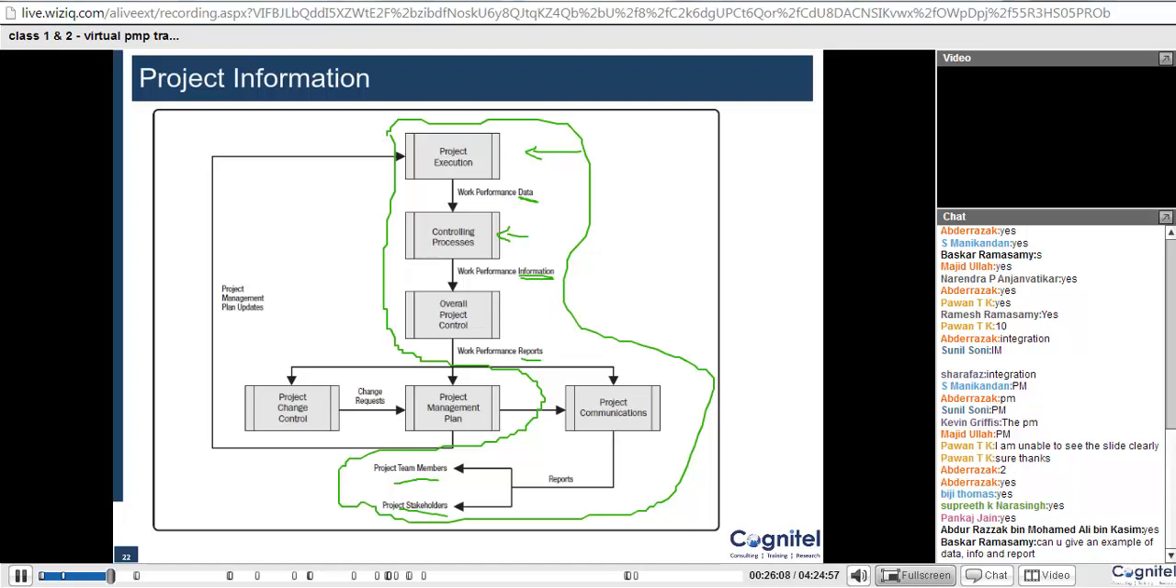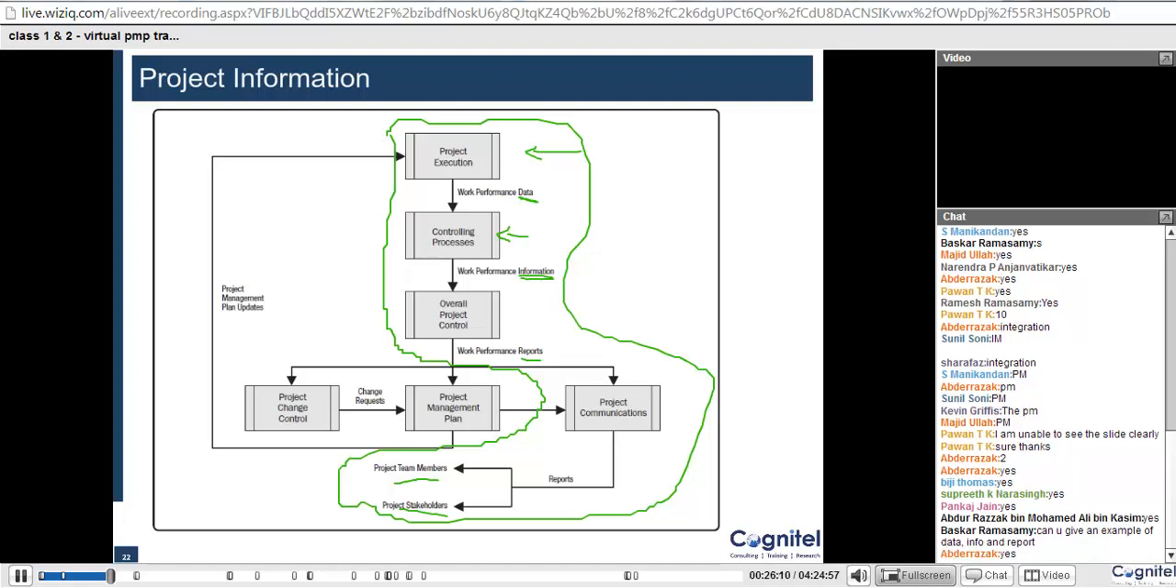Okay, there's a question: data, info and report. Yes, of course. Let's say I say 5 hours, 8 hours, 10 hours, 20 hours, 3 hours on certain activities. Now this is called data, which is generally produced by individual team members when they say that, boss, we have done this much of work on this task, we have done this much of the work on this task. So when they give you this input, this is called data.